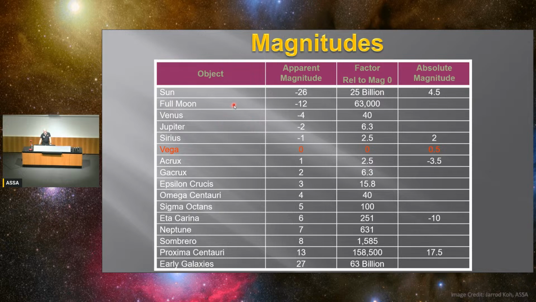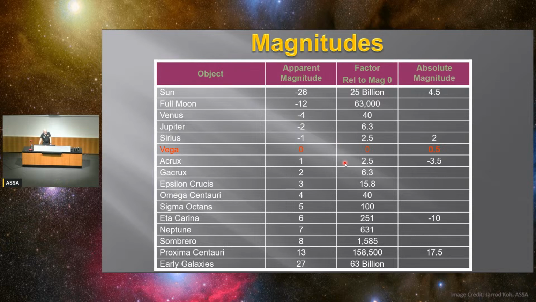Then we've got the full moon, which is -12. So that's 63,000 times brighter than a magnitude 0 object. And then the sun is -26, so it's 25 billion times brighter than Vega because of the logarithmic scale.